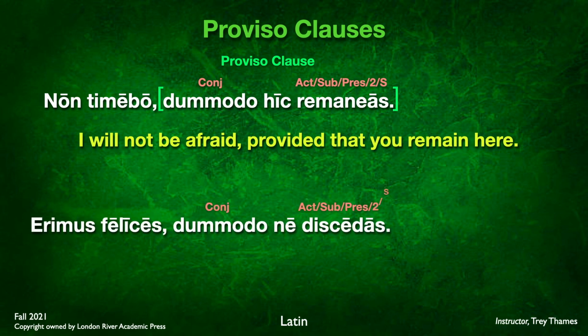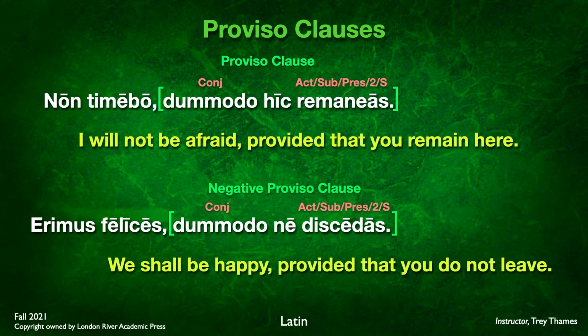Here we have erimus felices dum modo ne discedas. We have dum modo in the secondary clause with a discedas subjunctive verb. So we have erimus felices, we shall be happy. Dum modo, provided that, discedas, you leave, but we've got the negation here. You do not leave. We shall be happy provided that you do not leave.